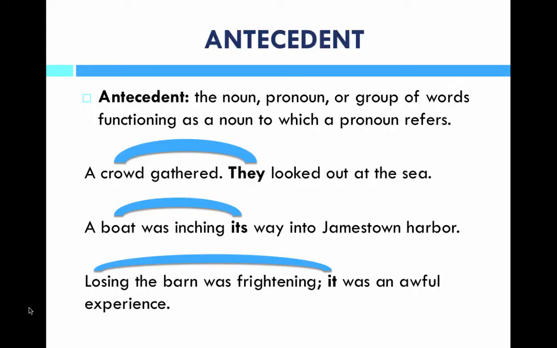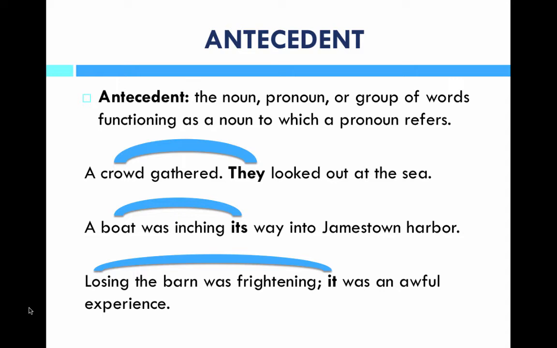Now let's talk about what an antecedent is. An antecedent is the noun, pronoun, or group of words that the pronoun refers to. So let's look at our sentences here. The first one is, "A crowd gathered. They looked out at the sea." They is the pronoun, and it refers to the crowd.